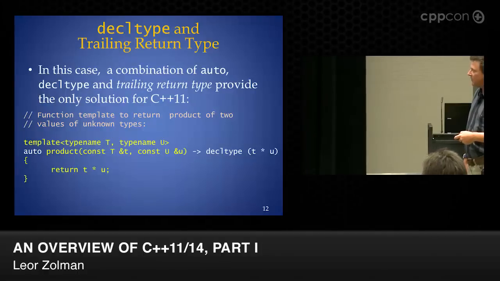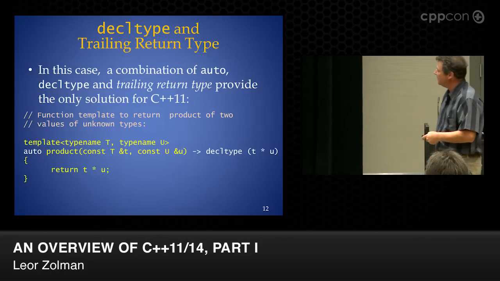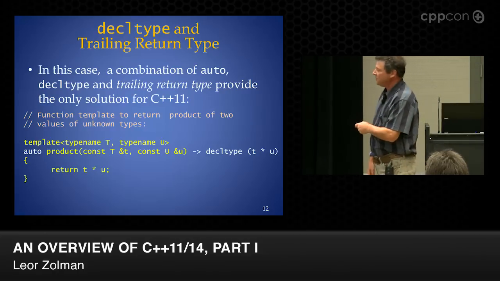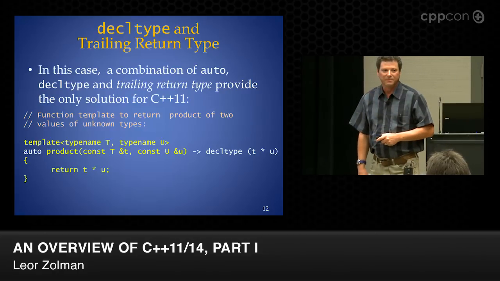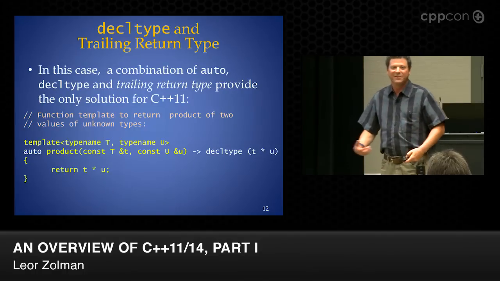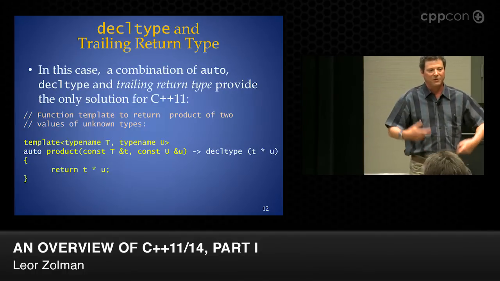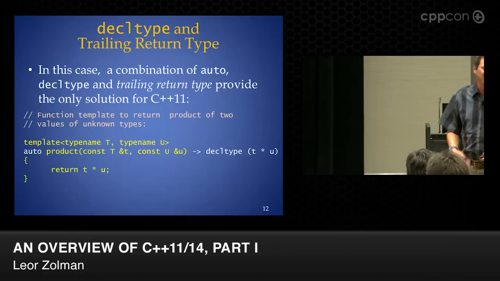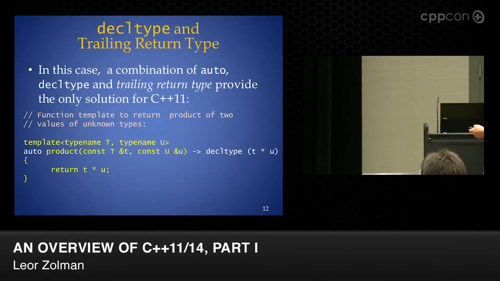What's the type that this function returns? It's the type you get when you multiply T and U, where T and U are the function parameters. That's it. This generates no code. This is a compile time operation. It evaluates that expression internally without actually generating code, purely for the purpose of determining the type, and then we can use that.